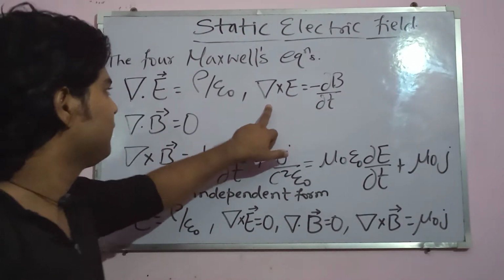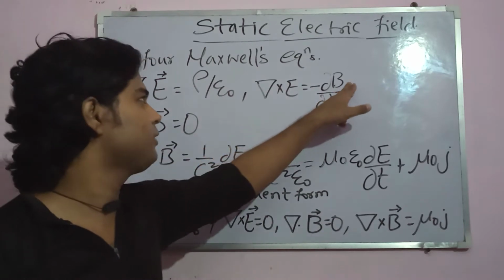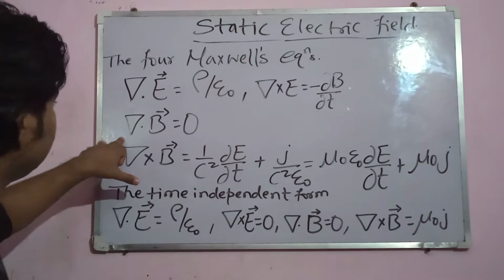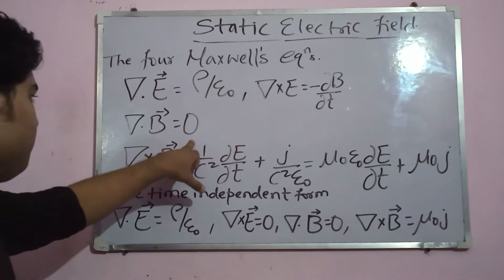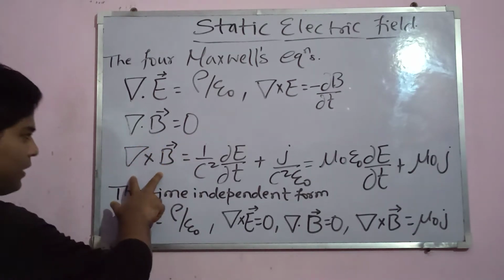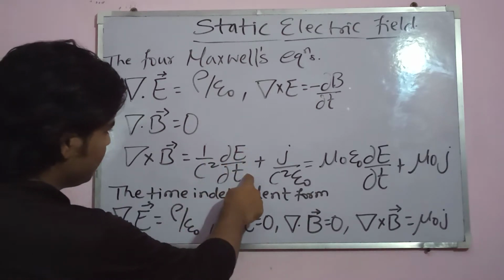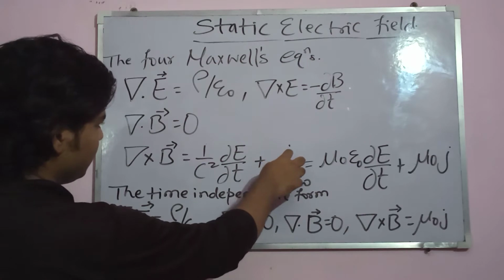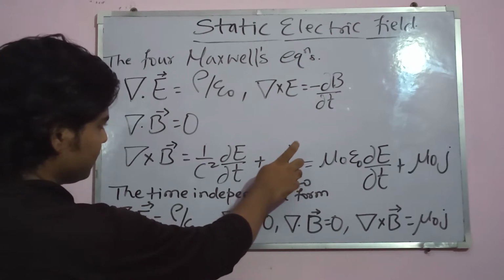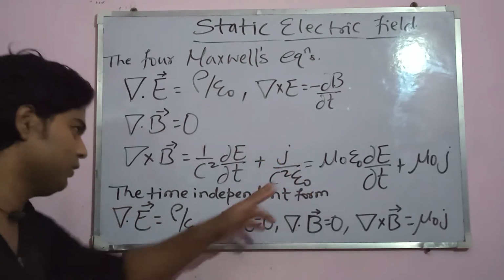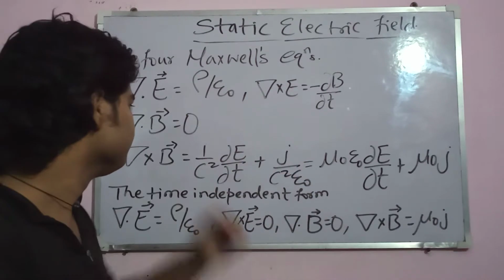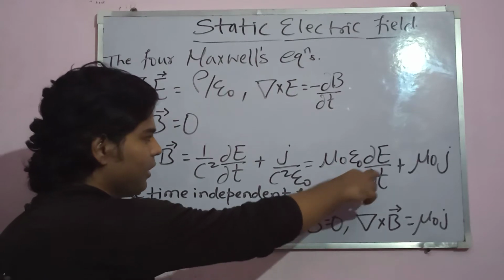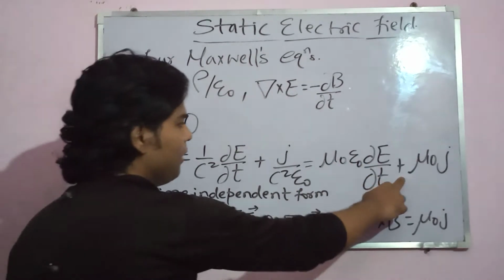This is the curl of the electric field, equal to the negative of the changing magnetic field. Divergence of the magnetic field is equal to 0. Curl of B is equal to 1 by c squared dE by dt. Actually, this is not just the change in electric field, there is also J by c squared epsilon, where J is the current density. Writing it in a more appropriate form, we get mu naught epsilon naught times the change in electric field, plus mu naught J.